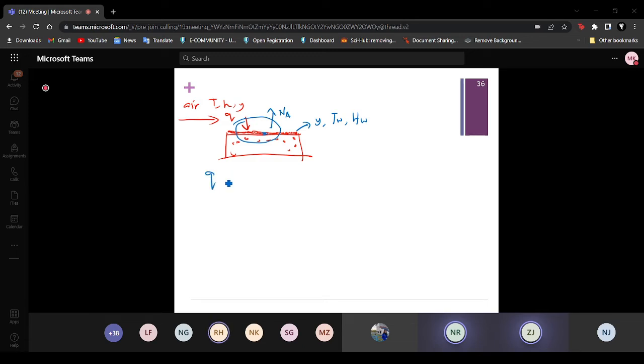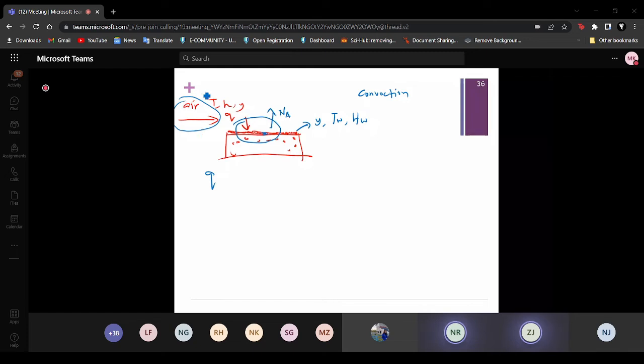Initially for this particular case, because the air is coming in contact with the water film, the air is basically a medium for heat transfer. The gas in contact with liquid, so what is the heat transfer type? It's going to be convection. Okay.